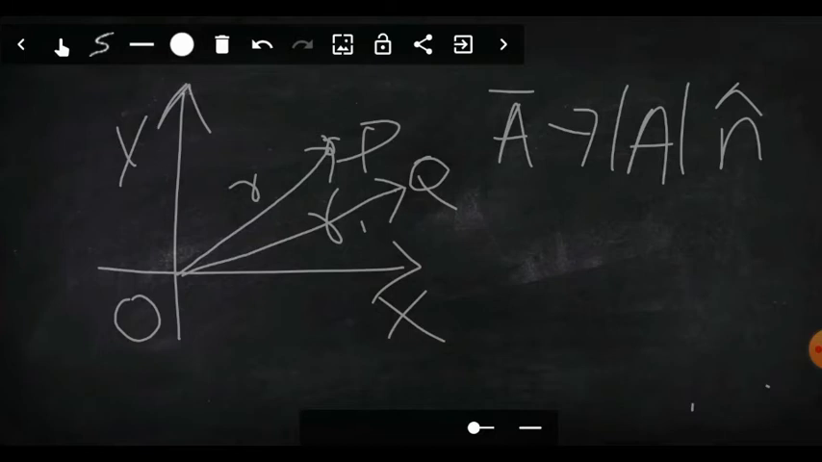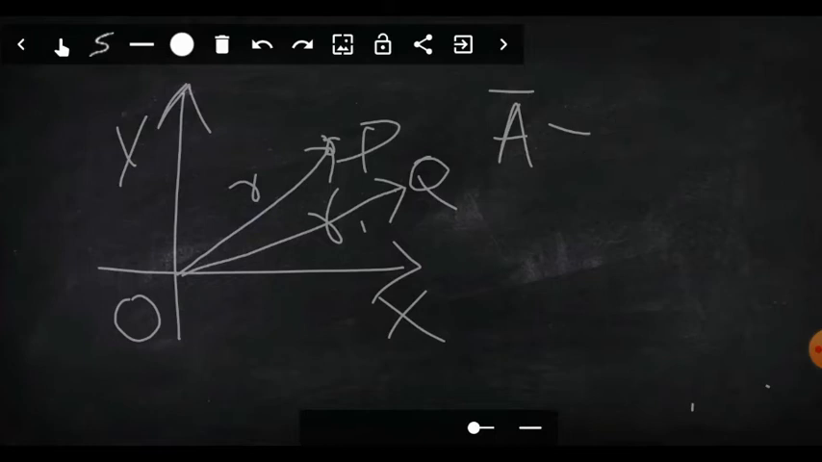Normally we use an arbitrary unit vector, small letter n cap. If the vector A is directed along the x-axis, that n becomes i. If the vector A is along the y direction, then instead of n we use j. If it is along the z-axis, then we use k. So in any case, any vector can be expressed as the magnitude of that vector times the corresponding unit vector.